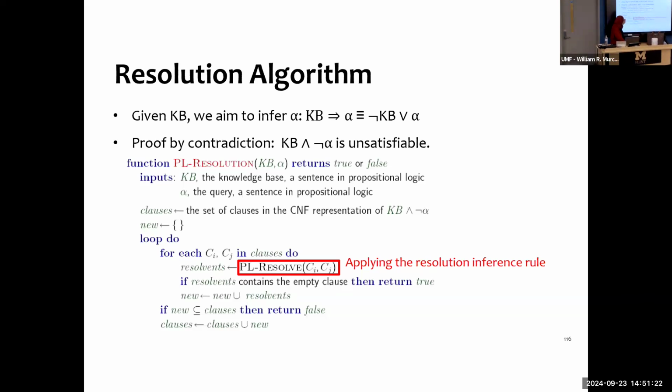Now within the loop, we have for each element, what we will do, we are going to apply the resolution inference rule. We were already going through the resolution inference rule, and this is going to be like a recursion. Each time, if our resolvents contain the empty clause, then we return true, and each time we add to the list the union. Otherwise, if new is a subset of clauses, then return false, and again take the union with the new elements.